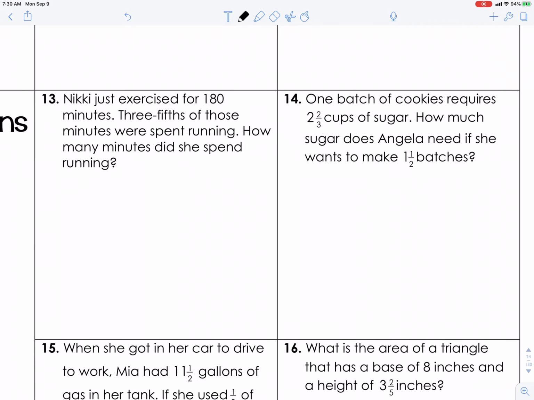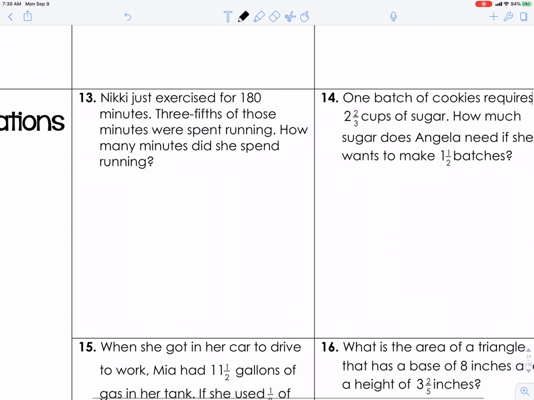So let's look at what she has. Number 13 is about Nikki, running. Nikki just exercised for 180 minutes. 3/5 of those minutes were spent running. How many minutes did she spend running? Now, when you see "of," that usually means multiplication. When you have 6 of those, that means it's 6 times whatever you have, right? So, let's say how many of us went to the movies? Well, 3 of us went. Well, it's 3 times. 3 people went.